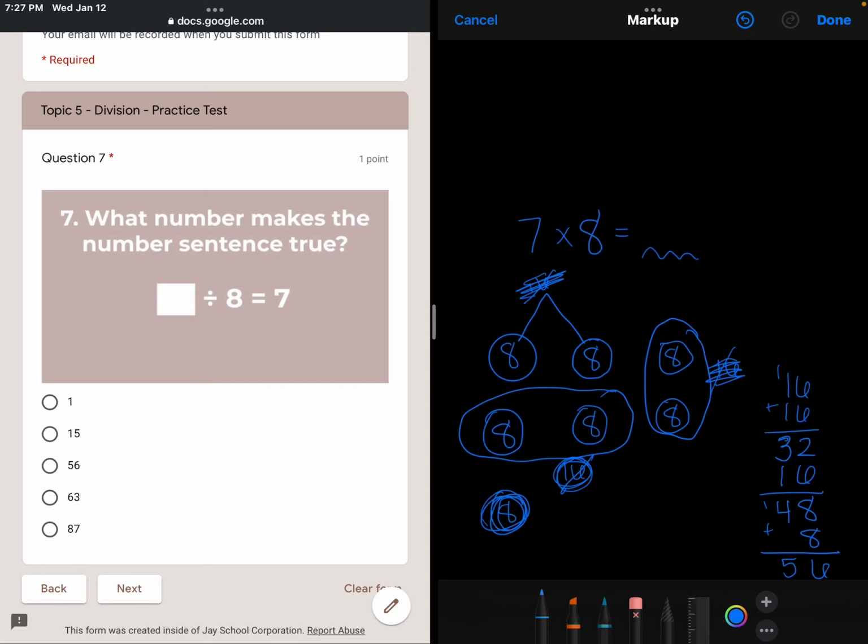Okay, you guys know how to multiply. Miss Fullenkamp might not be able to, but you guys can, right? 56. And we know 8 times 7 or 7 times 8 is 56. 5, 6, 7, 8. That's how I remember it.